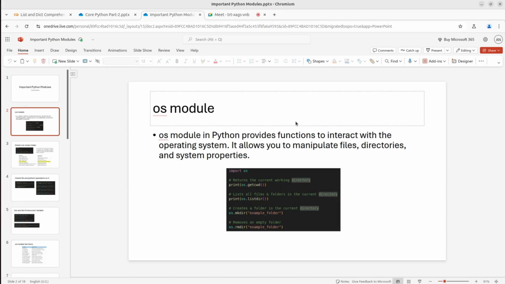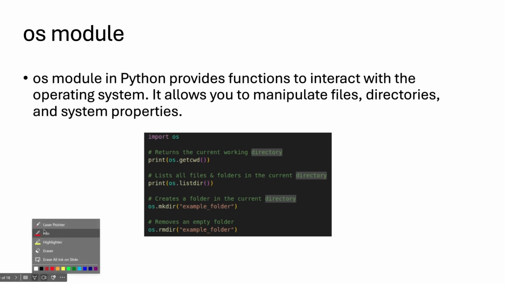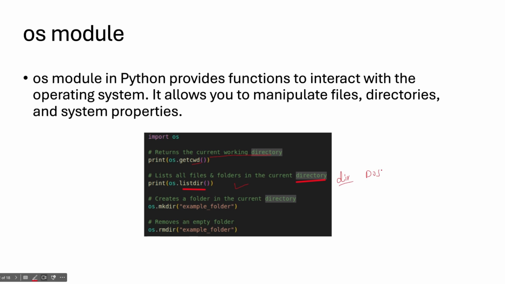Yesterday we tried a few commands, right? For example, we tried get current working directory. CWD's full form is current working directory. It will give you the folder in which your project is. listdir will list all the files and folders inside that directory. It is just like your dir command in DOS, the disk operating system, right?